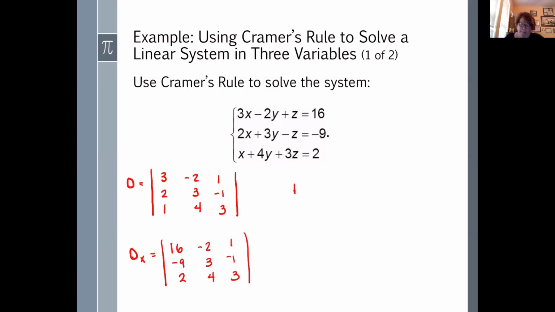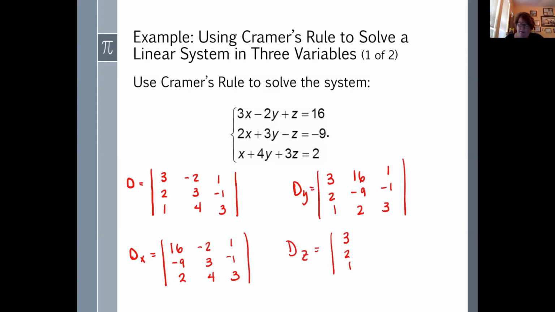Now D sub y, I'm going to take that determinant D, and I'm going to replace the second column with my constants. And D sub z, I'm going to replace that third column with my constants. Do a quick check to make sure that I did that correctly. Looks good. 3, 2, 1, 16, -9, 2, 1, -1, 3. That looks good. D sub z, 3, 2, 1, -2, 3, 4, and 16, -9, 2. Okay, so that looks good.